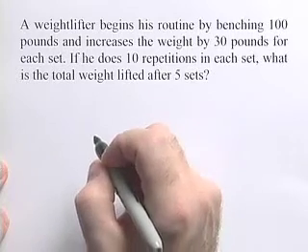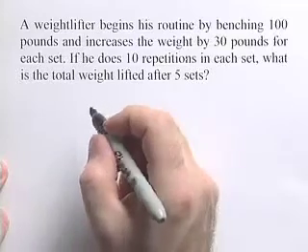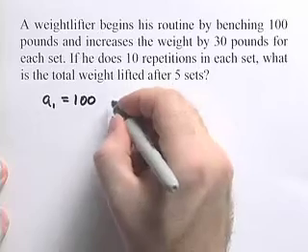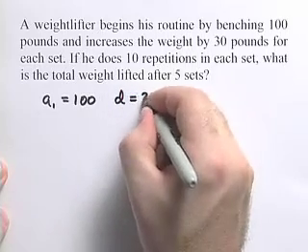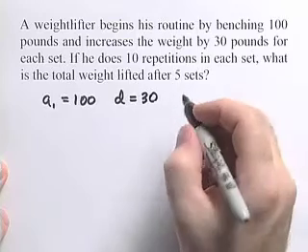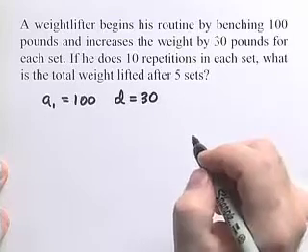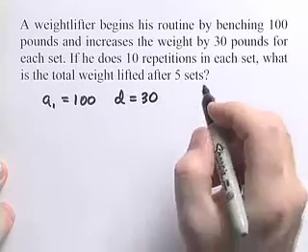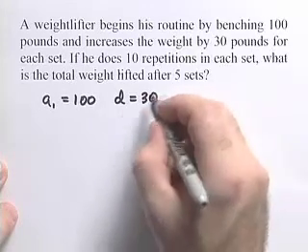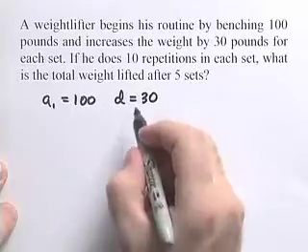The weights for each set form an arithmetic sequence with the first term a sub 1 equal to 100 and the common difference d equal to 30. If we imagine that the weightlifter only performed 1 repetition per set, then the total weight lifted in 5 sets would be the sum of the first 5 terms of the sequence given by this first term and this common difference.